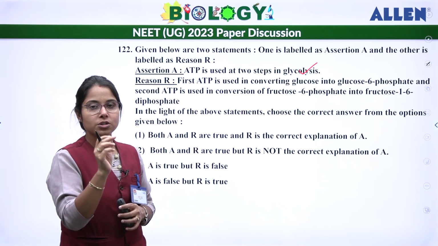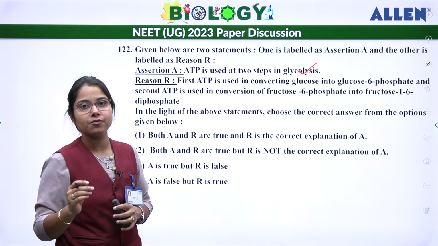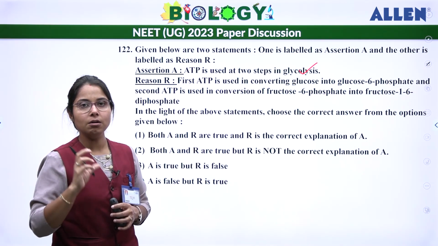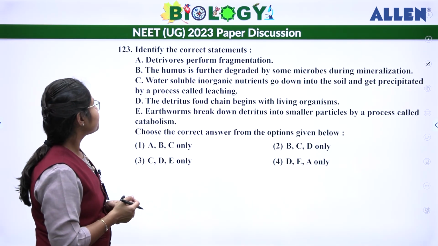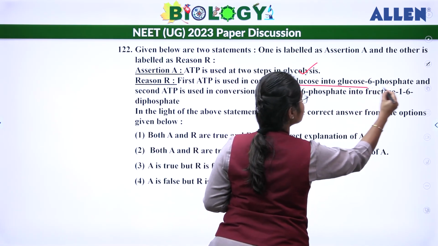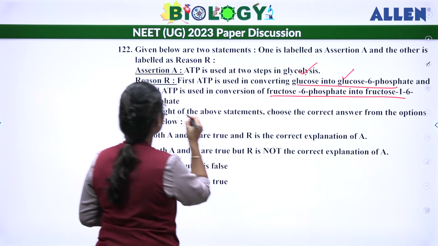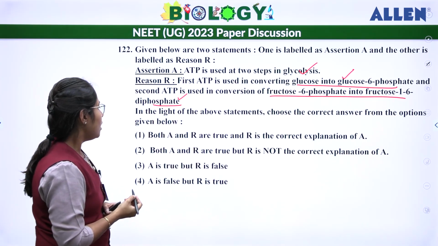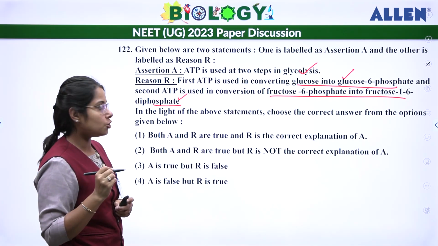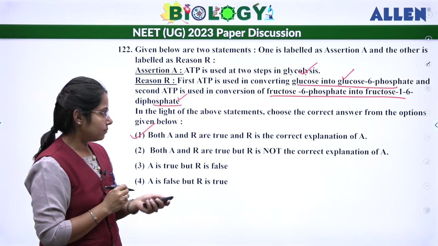The first step is where glucose converts to glucose 6-phosphate, and the third step is where fructose 6-phosphate converts to fructose 1,6-bisphosphate. In both cases, ATP is used as a phosphate donor. So the first ATP is used for converting glucose into glucose 6-phosphate, which is true, and the second is used for the conversion of fructose 6-phosphate to fructose 1,6-bisphosphate, which is again true. So both A and R are true, and R is the correct explanation of A.